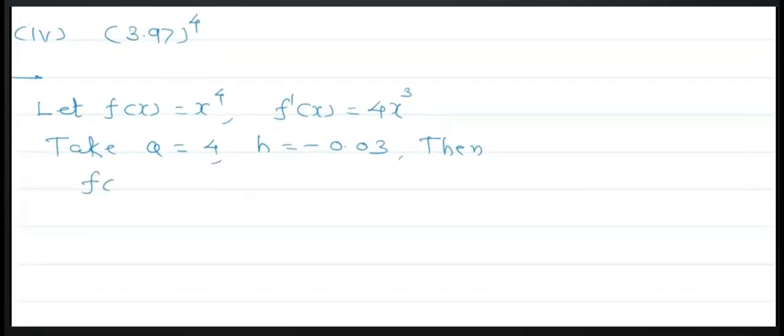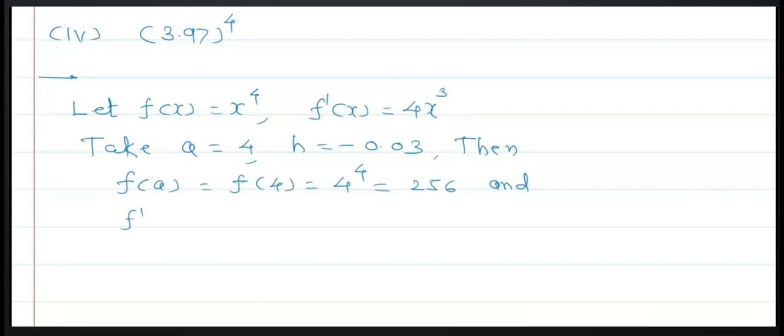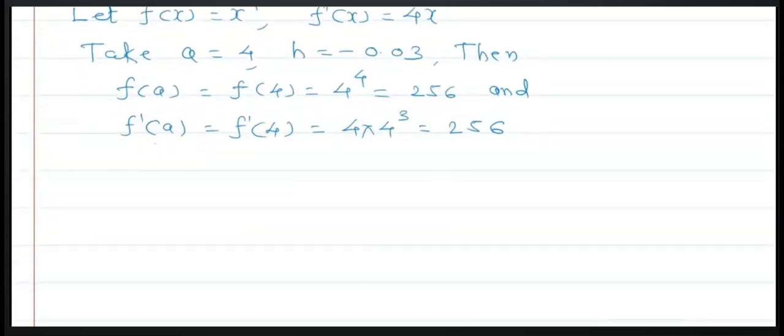Then f of a is equal to f of 4, which is 4 raised to 4. That is 256. And f dash of a is equal to f dash of 4, that is 4 into x raised to 3. That is 4 into 4 raised to 3, that is 256.